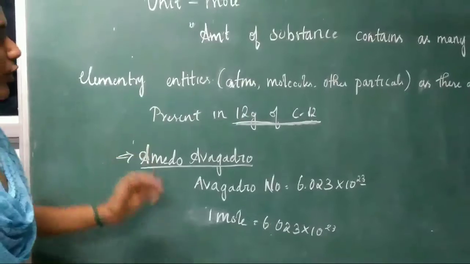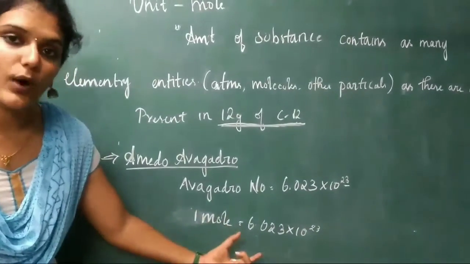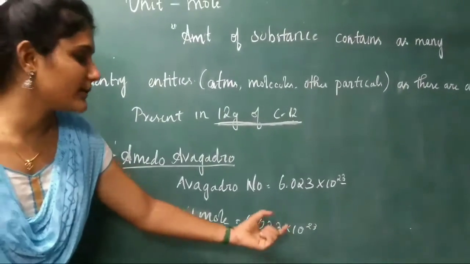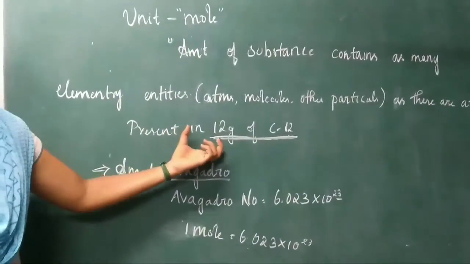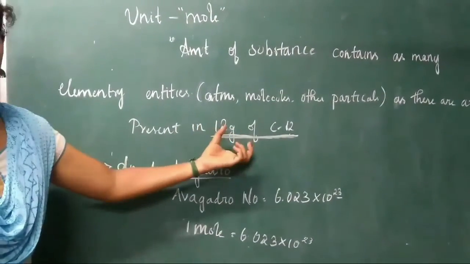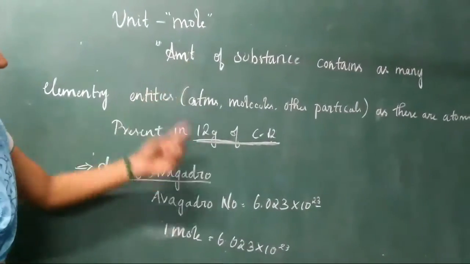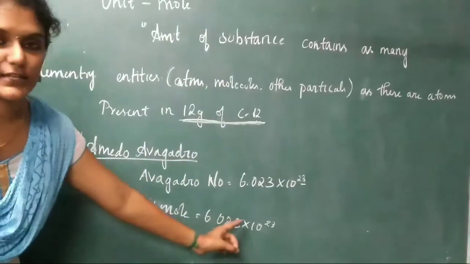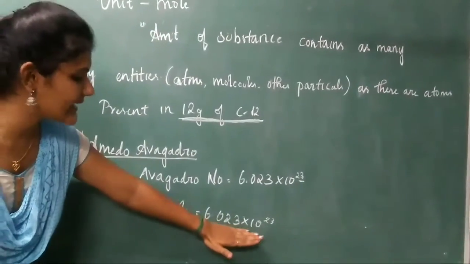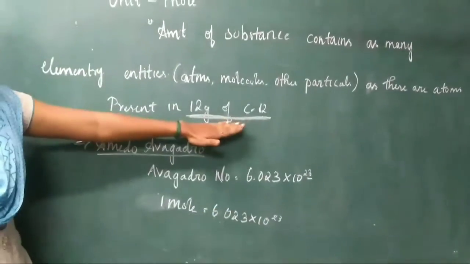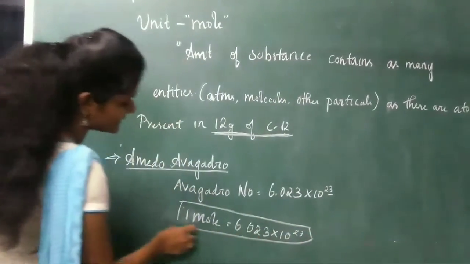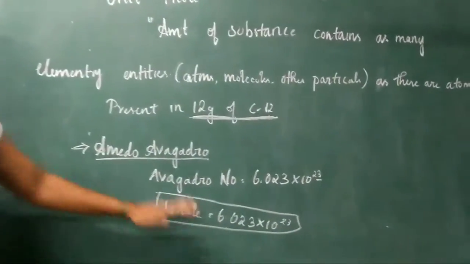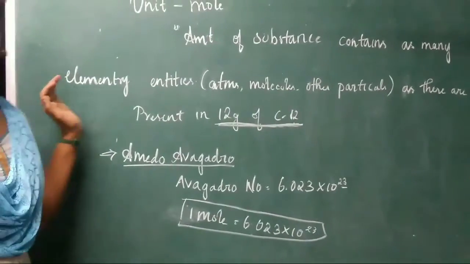Therefore, 1 mole is equal to 6.023 into 10 to the power of 23, because 1 mole of a substance is equal to the atoms in 12 gram of carbon 12. So 1 mole is exactly equal to the exact number of atoms present in this. So 1 mole is equal to 6.023 into 10 to the power of 23. This is known as the mole concept.